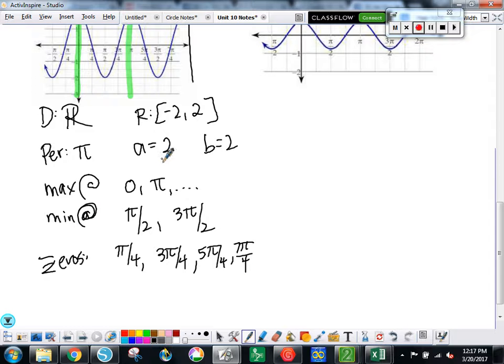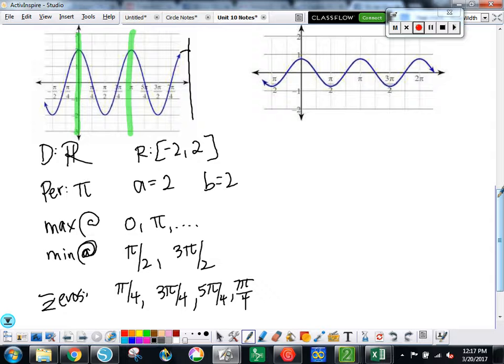Right here. A is 2 because that's talking amplitude. That's how high it goes and how low it goes. Is that okay? And then B is how many cycles between 0 and 2 pi. Well, 0 is here. 2 pi is right here. I can't quite see the 2 pi, but if one ends on pi, the next one's ending on 2 pi. So there's 2 full cycles.